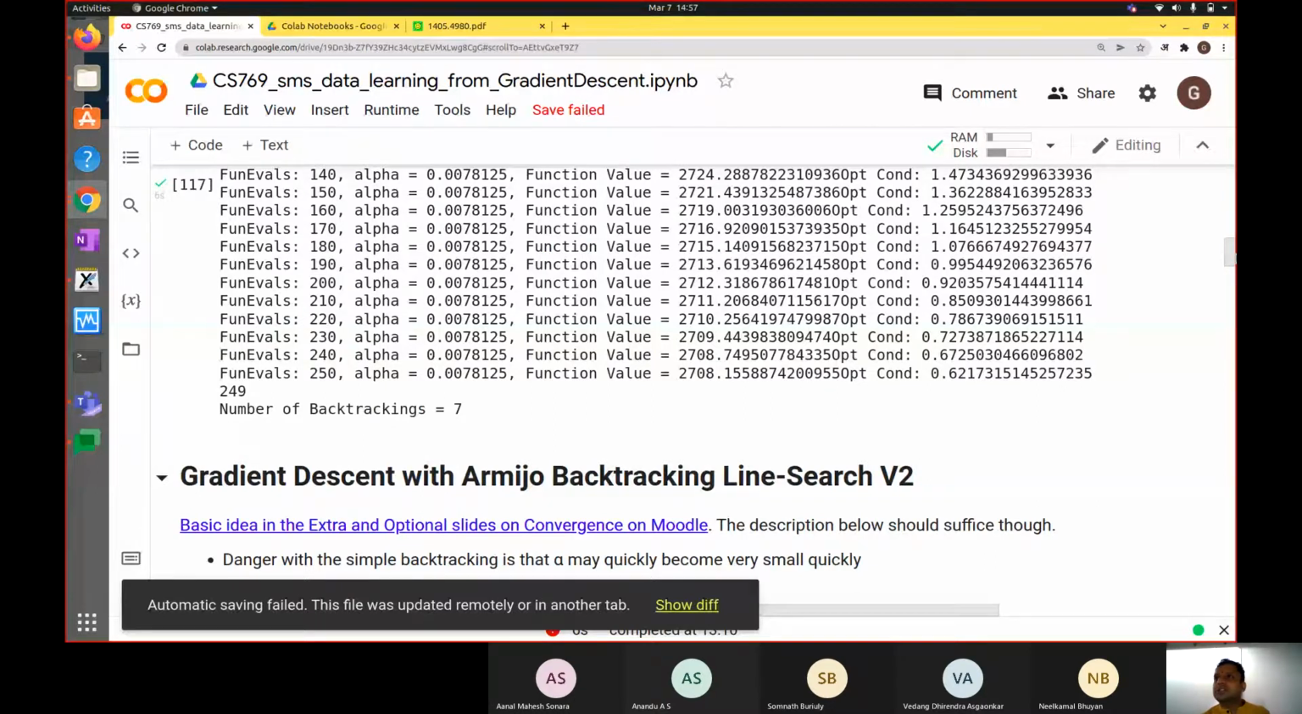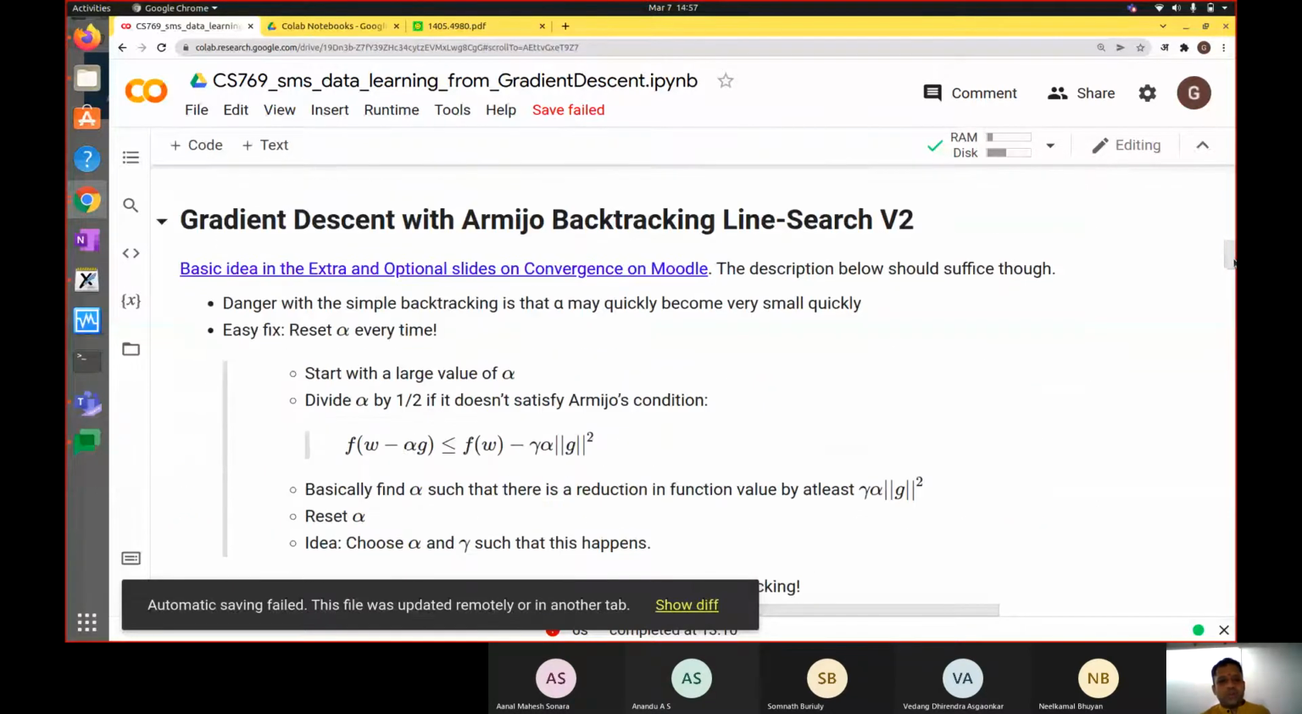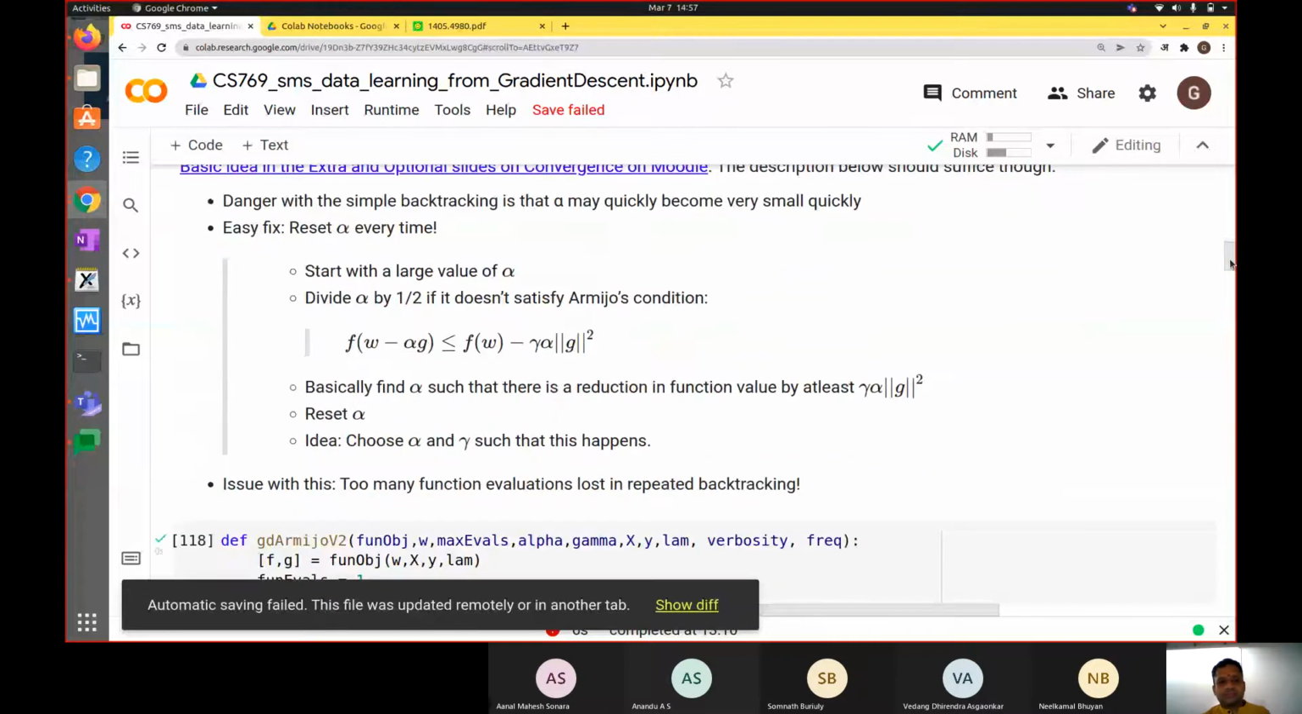But let's look at version 2. The issue is that alpha may quickly become very small, because you have initialized alpha once in the beginning and then keep on dividing by half. Then alpha can become 0 or very close to 0 because of numerical precision errors.